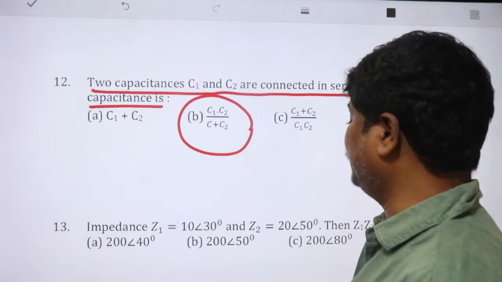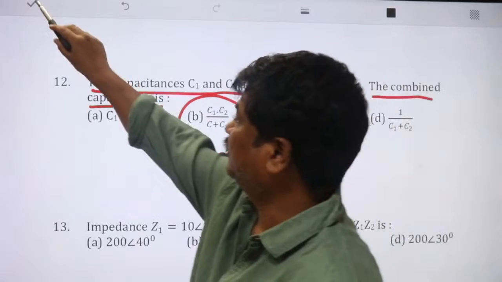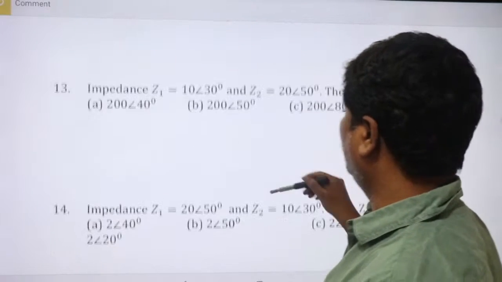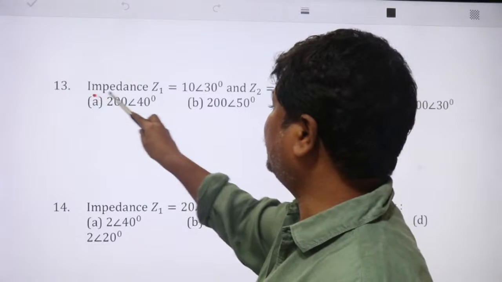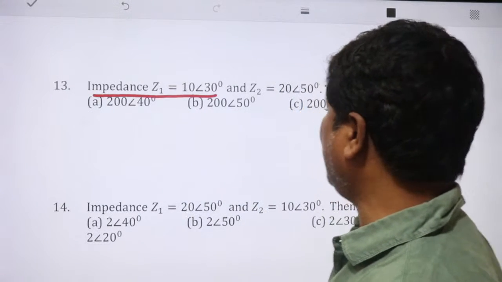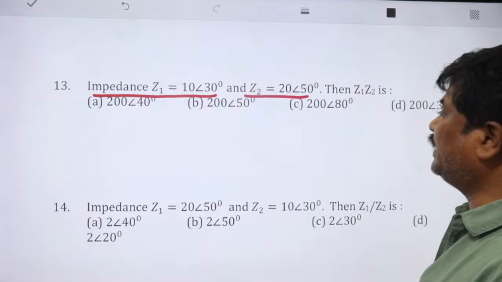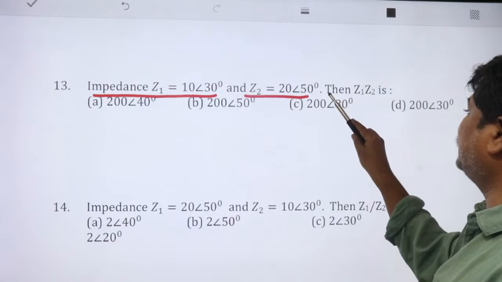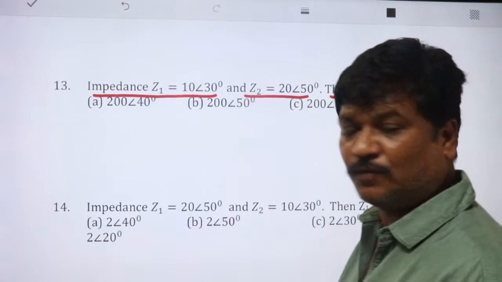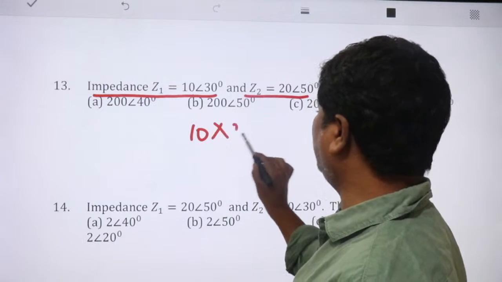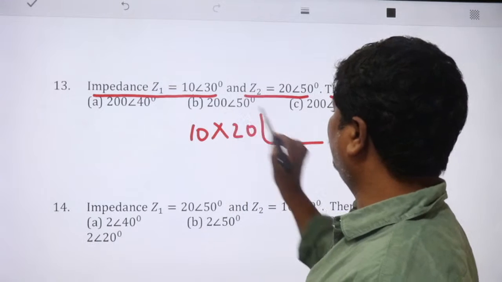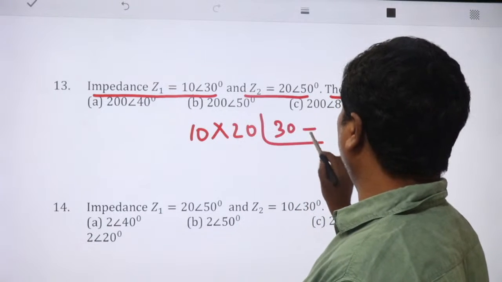C1 into C2 by C1 plus C2. Next. See here. The impedance Z1 is equal to 10 at an angle of 30. Z2 is equal to 20 at an angle of 50. Then what is Z1 into Z2? 10 into 20 at an angle of 30 plus 50.